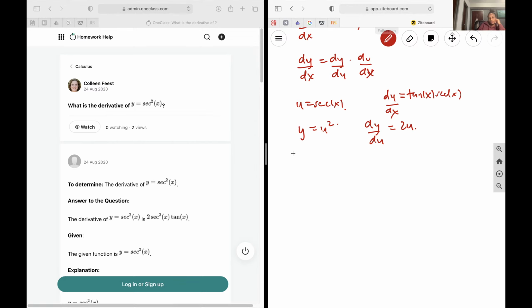Okay, and so finally I get that d over dx of secant squared x is going to be dy over du, so u squared, and I'm just going to put back in the fact that u is secant x. So secant squared x by du over dx. So tan x, secant x. This is going to give me secant cubed x by tan x.